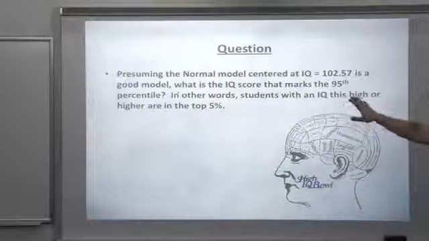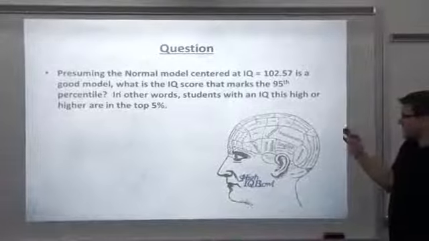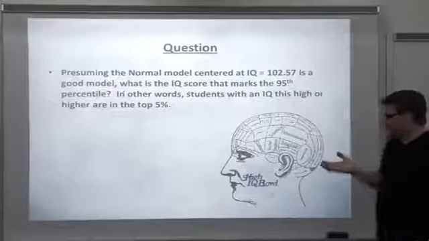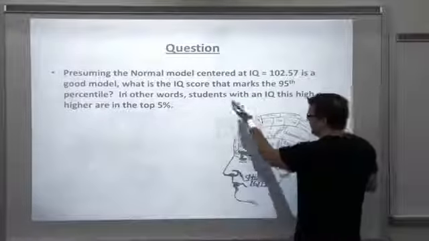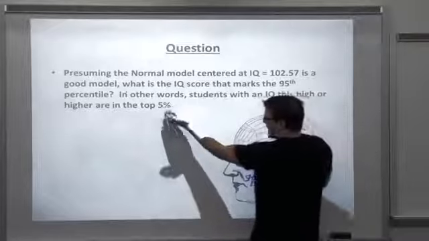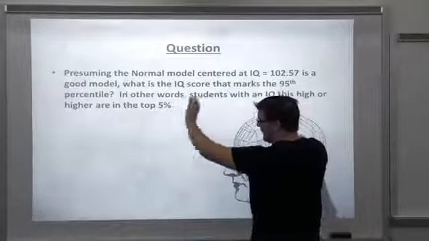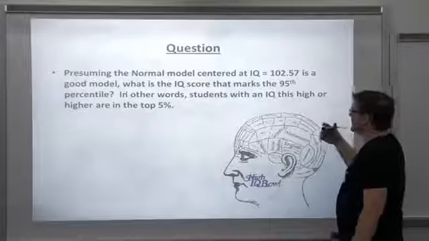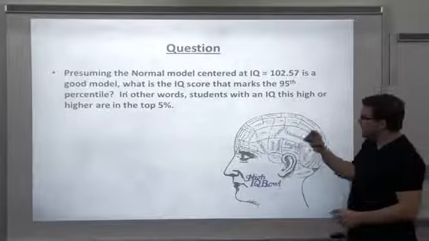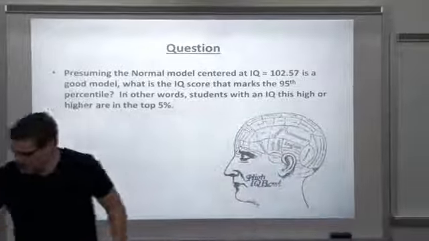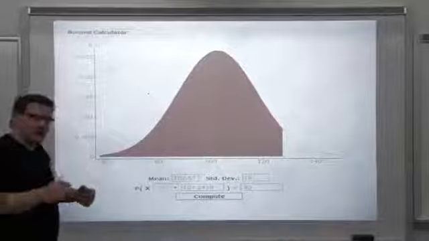Next page, presuming the normal model, that one centered at 102.57 is still good. What's the IQ score that marks the 95th percentile? So in other words, if I'm looking at Ivy Leaguers, what IQ score marks the top 5%? Right? 95% puts the 95% at the bottom and then top 5%. So if you're in the Ivy League, you've got an exceptionally high IQ, what IQ is that? All right, we'll learn how to answer these. The point of this lesson is not how do you answer the questions, it's just what are the questions.